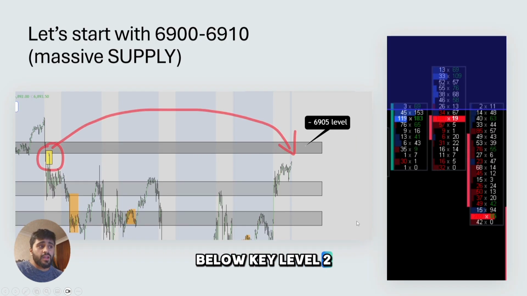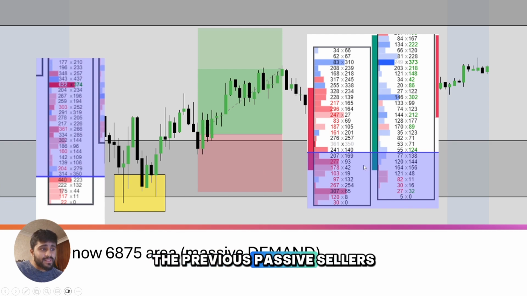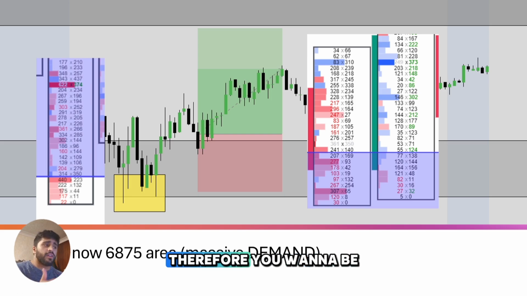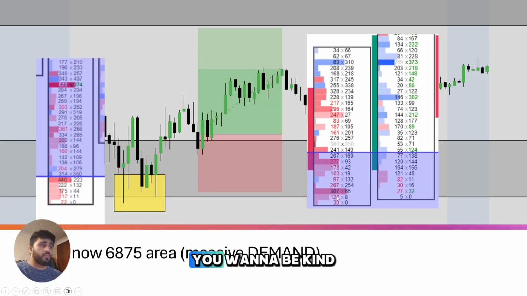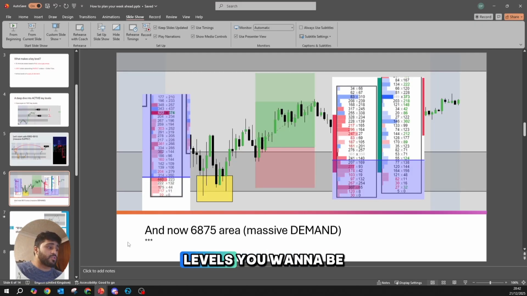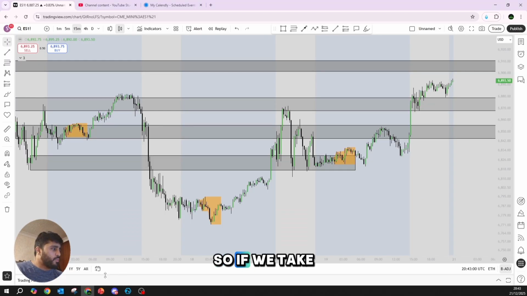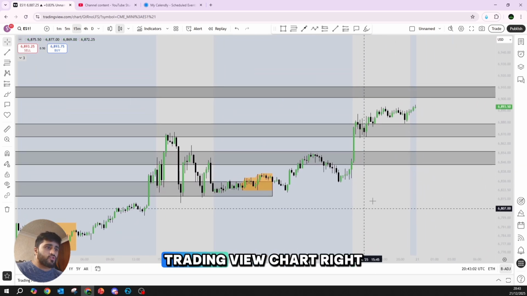below key level 2, then we know that the previous passive sellers sitting over here, these previous passive sellers are not being rewarded. Therefore, you want to be going short around about 68.75 area, right? So that is how you want to be, these are the levels you want to be paying attention to. So if we take this now to the TradingView chart, right?